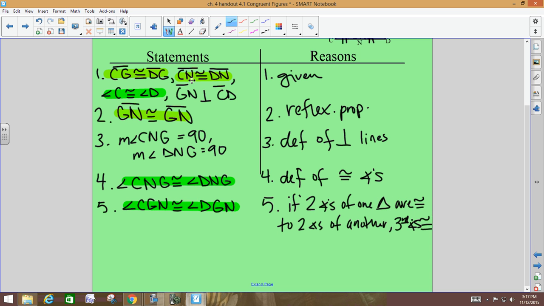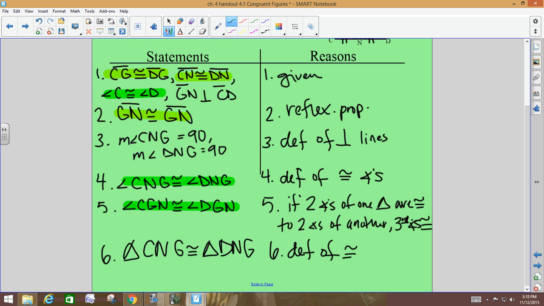So now we have the third pair of angles. And if you go back and look at my highlighting, in yellow are the 3 pairs of sides, in green are the 3 pairs of angles. Since we have proved and listed that all corresponding parts are congruent, then we conclude that the triangles are congruent. So step 6, you're copying exactly what's behind the word prove. Triangle CNG is congruent to triangle DNG. And this is going to be by the definition of congruent polygons.